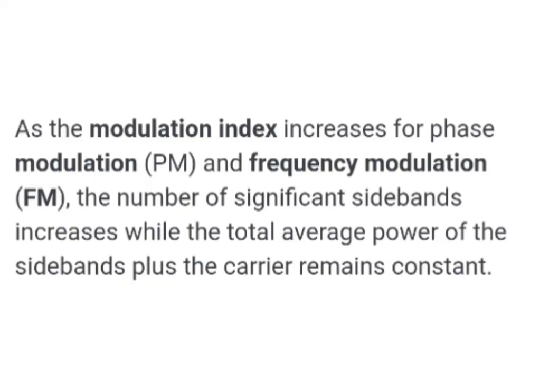Finally, let us conclude that by varying certain values in phase modulation and frequency modulation, the number of significant sidebands increases while the total average power of the sidebands plus carrier remains constant. This is why waves look like compressed in certain places and expanded in certain places.